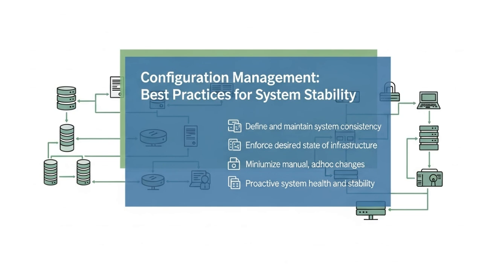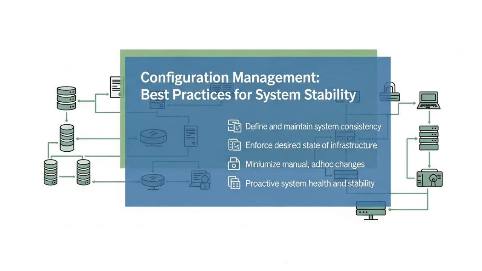At its core, configuration management, or CM, is a process used to maintain consistency of a system's product performance, functional attributes, and physical attributes with its requirements, design, and operational information throughout its life. Think of it as defining and enforcing the desired state of your infrastructure, from servers and networks to applications and services. Without CM, managing systems often devolves into manual, ad hoc changes, leading to inconsistencies, errors, and significant downtime. CM introduces a disciplined approach, moving us away from reactive troubleshooting towards proactive system health and stability.